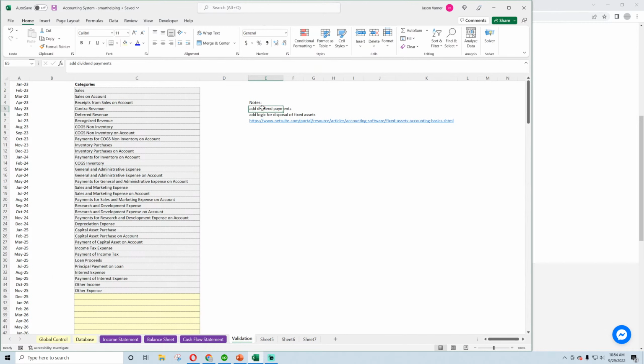I'm just going to make a note here on this. So for dividend payments, reduce retained earnings, increase dividends payable, and then reduce dividends payable, reduce cash. Okay, that's fine. So I don't know if I want to add this yet. Today, so far, we've already done deferred revenue, income taxes, loan principal payment, interest expense, and other income, other expense. So dividend payments, disposing of fixed assets.